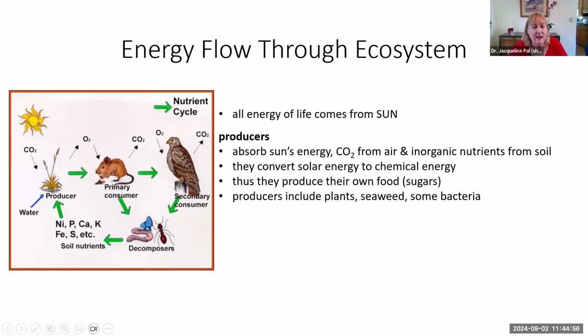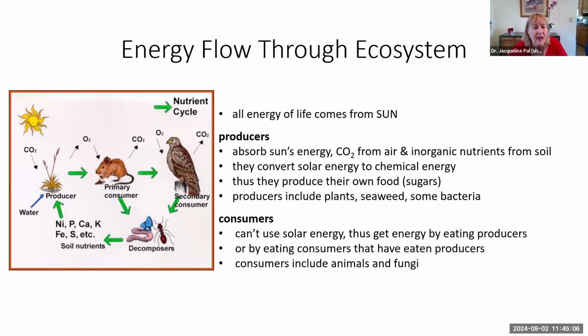And then they're going to make a waste product of oxygen. Okay. And the consumers are going to come along. Consumers can't use this solar energy. So they're going to get their energy by eating the producers. Or if they're a secondary consumer, by consuming the primary consumer that has eaten the producers. And so here's where all of our animals and our fungi are going to be.